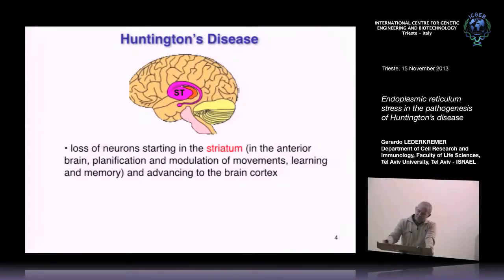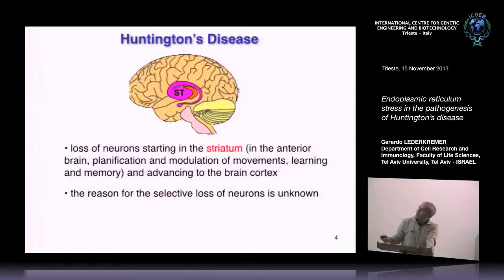And there are many studies on Huntington's disease, but still many open questions. And one of them is, why the selective loss of neurons in the striatum? So it's not known why the striatum is specifically affected. The protein is expressed in all cells of the body and in all cells of the brain. So why is the striatum specifically affected? And this is one of the questions that we are addressing in the lab. I'll just touch a little bit on this, but this won't be the main subject of the talk.